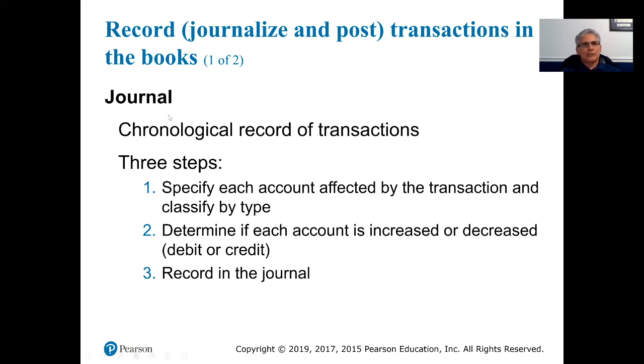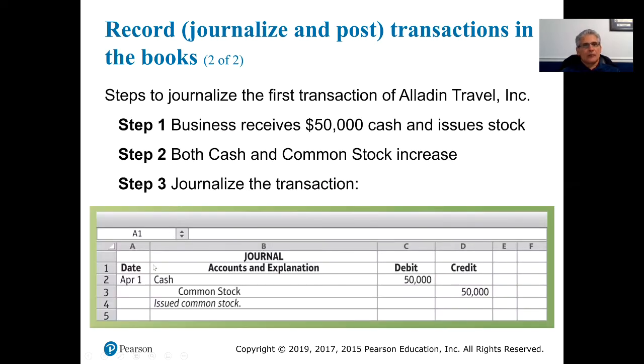And when we record each transaction into the journal, there are 3 steps. The first step is we need to specify each account affected by the transaction and classify by type. The second thing we need to do is determine if each account is increased or decreased, and that would mean a debit or credit. And then the third thing we need to do is record the journal. Okay, so a journal is going to look pretty similar to this spreadsheet visual. We have the date, the accounts, the explanation, and the debit and credit.